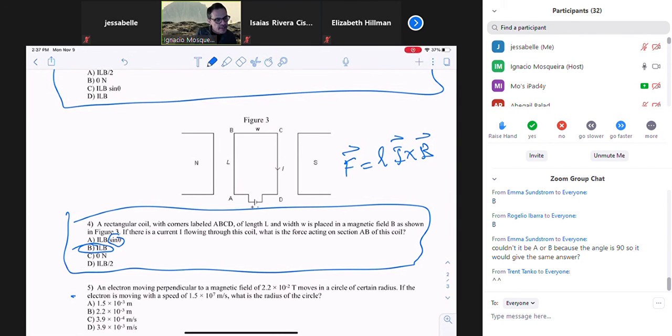Could it be A, B, or B, A? Since the angle is 90, we give the same answer. So the current goes this way, the B field is this way. So you're asking, couldn't it be A or B? No, it's from A to B. Let me clear up my question. Oh, yeah, sorry, I didn't understand that. Go ahead. I'm saying it could be answer choice A or answer choice B, because they don't say what the sign of the angle is.